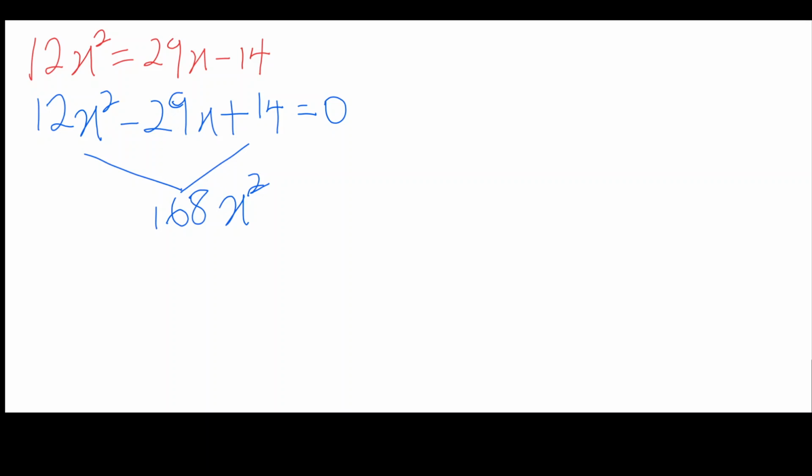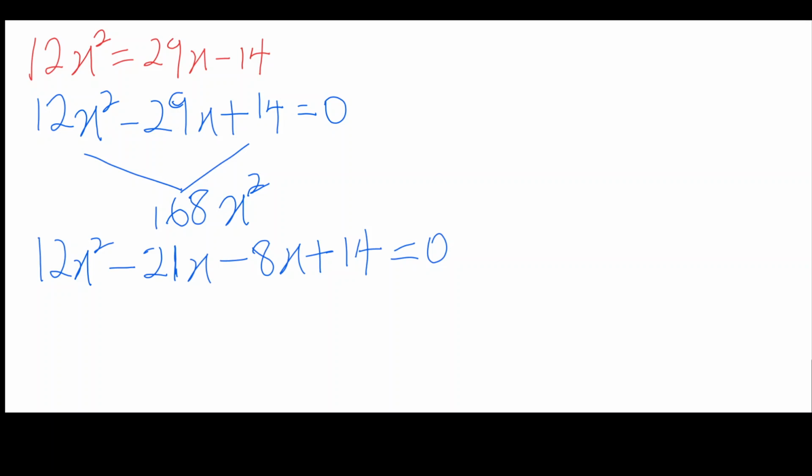So I'm going to be replacing negative 29x with negative 21x and negative 8x. So let's quickly get that done. We have 12x squared minus 21x, then minus 8x, then plus 14 equals 0. From here, I'm going to be factorizing by grouping them into two.